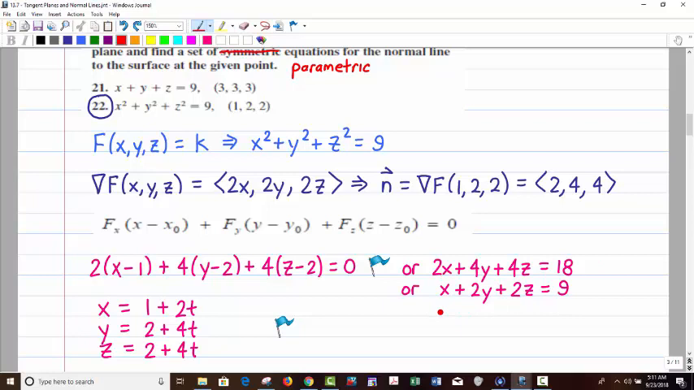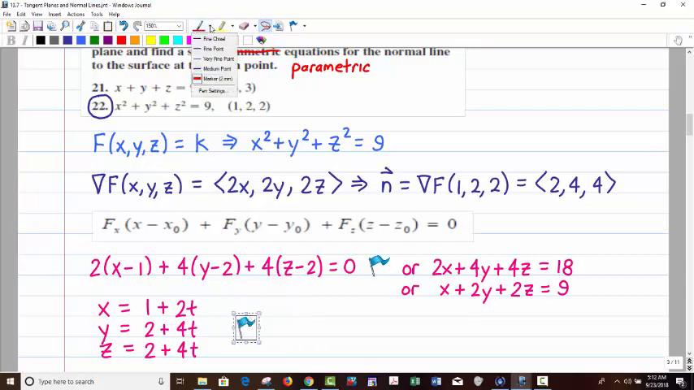x plus 2y plus 2z equals 9 would be the tangent plane at that point of that graph, which is a sphere, by the way.